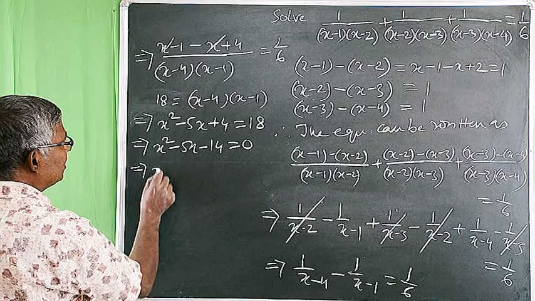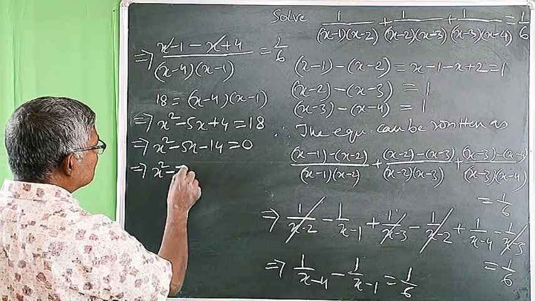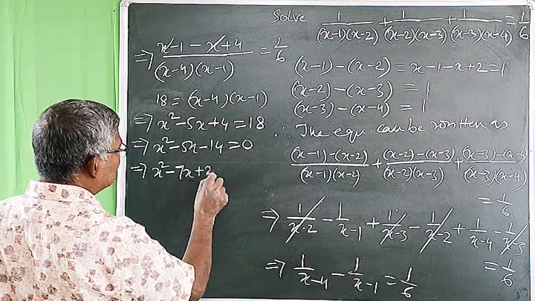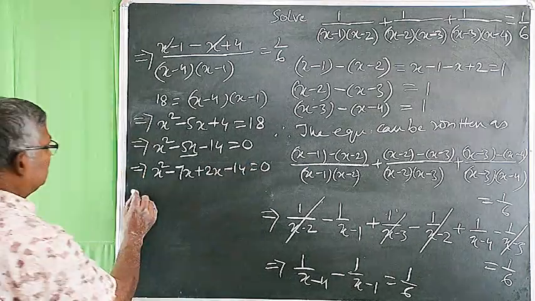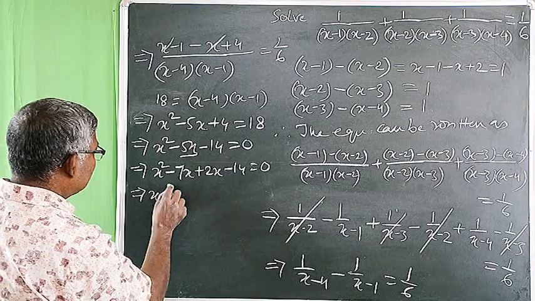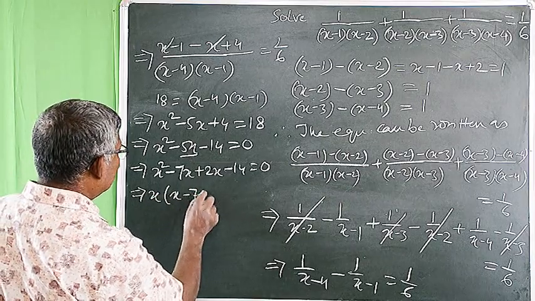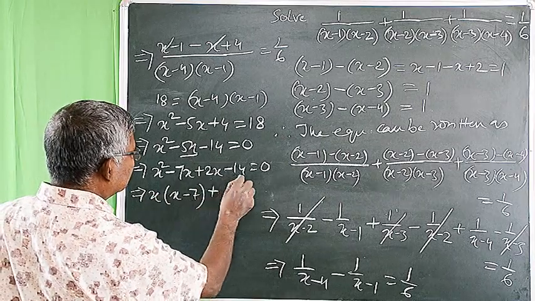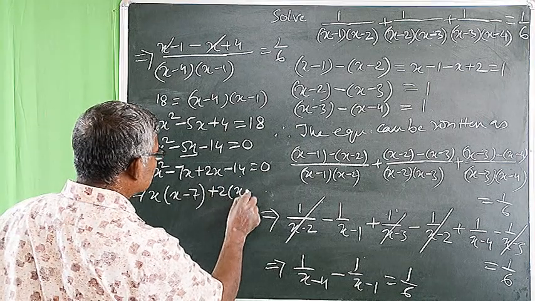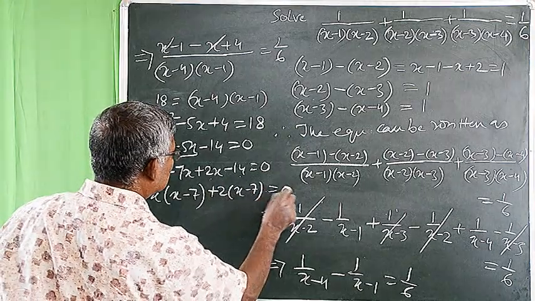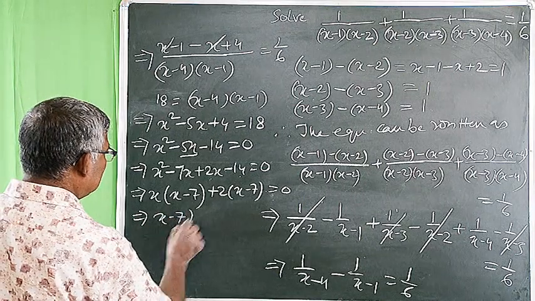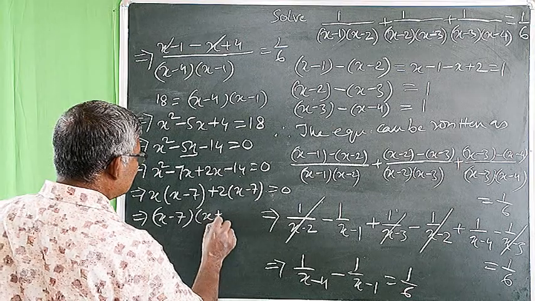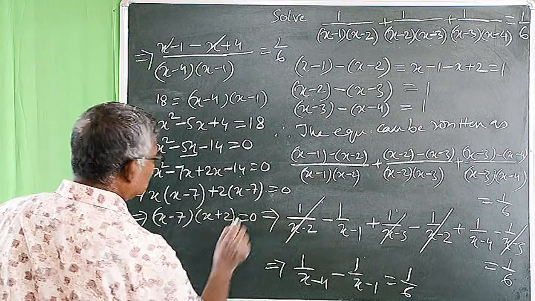This implies that x² - 7x + 2x - 14 = 0. This implies that we are taking x common, x - 7. Here we take 2 common, it is x - 7 = 0. This implies that (x - 7)(x + 2) = 0.